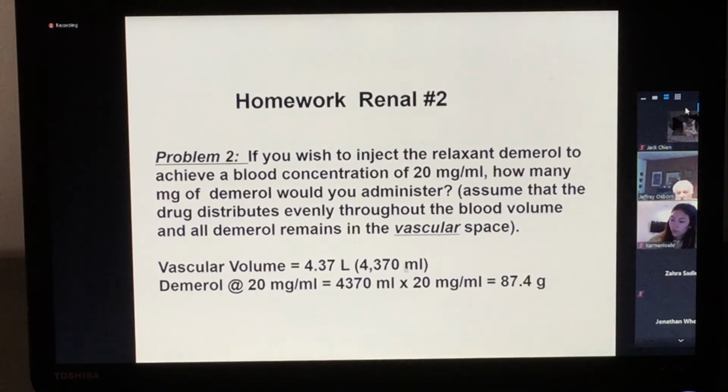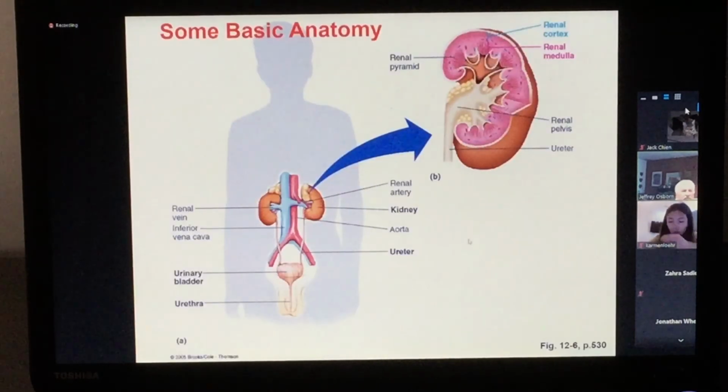Because when we get to next Monday in our exam, you may have to calculate one of these concentrations given the vascular volume, or given just the total body mass, and you have to calculate the vascular volume and then figure out how much of a given drug or compound you'd have to inject to reach the stated concentration in the plasma. Okay? This is kind of an important calculation for any and all of you. All right. Let's start out now doing some basic kidney anatomy.